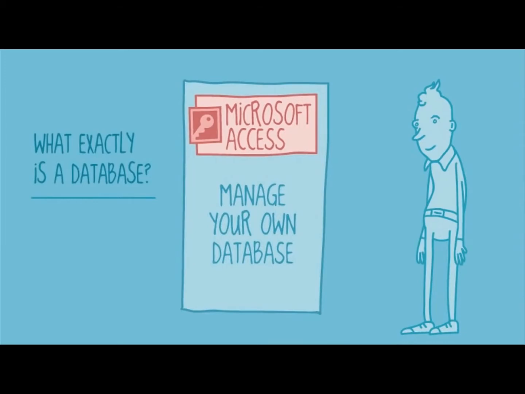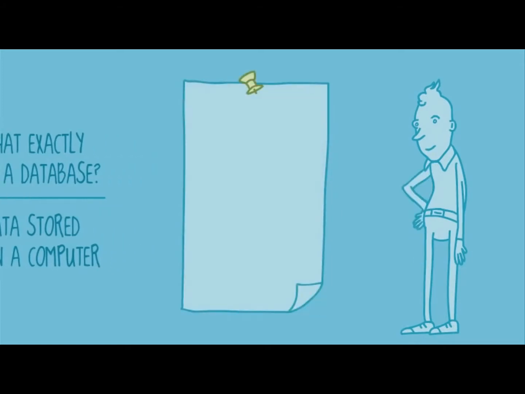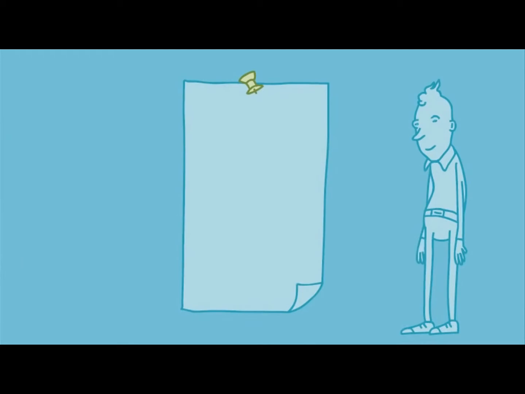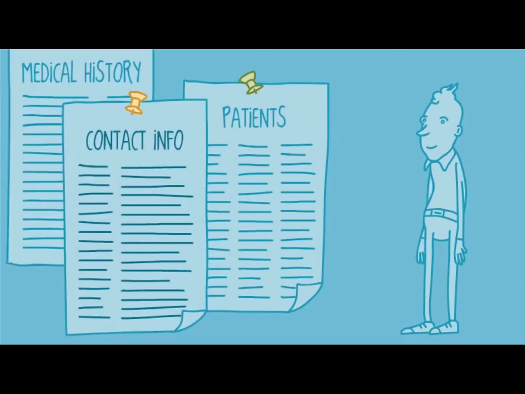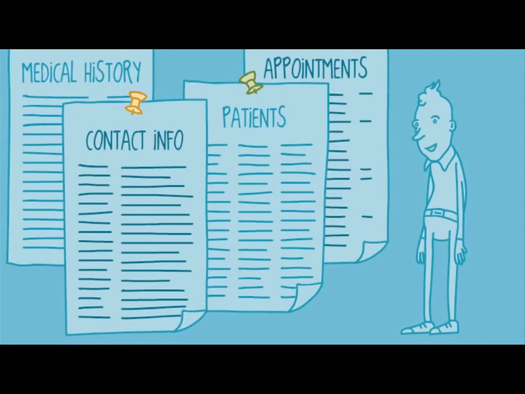Well, it's a collection of information or data that's stored on a computer, allowing you to enter, access, and analyze it in a way you never could on paper. Let's think about that. Before computers, what sort of paper records do you think the doctor's office kept on file? Certainly a list of patients and their contact information, also their medical history and a list of past appointments. That's how databases work, from the simplest to the most complex.